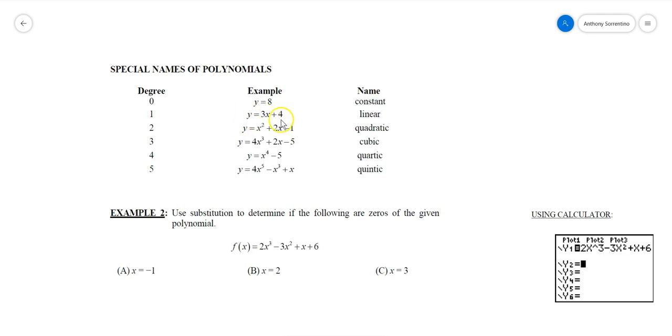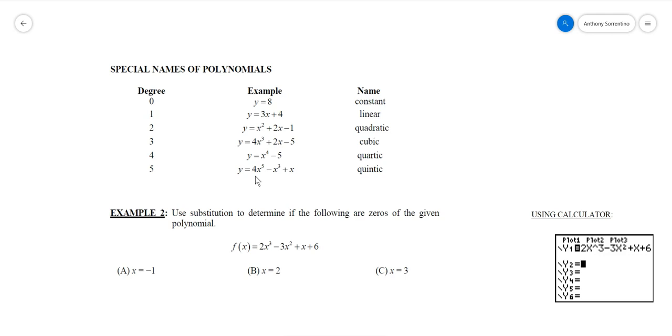We talked about linears already. We talked about quadratics in the previous chapter. We have cubics, that's a special name. Quartic is a special name. Quintic is a special name. And you may even see these names being used occasionally in some of the problems you might be given. Usually after degree 5 for this textbook, they just simply say it's a degree 6, degree 7, degree 8.